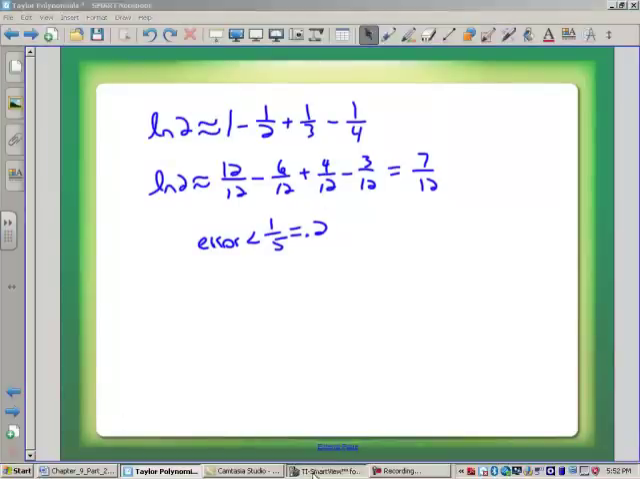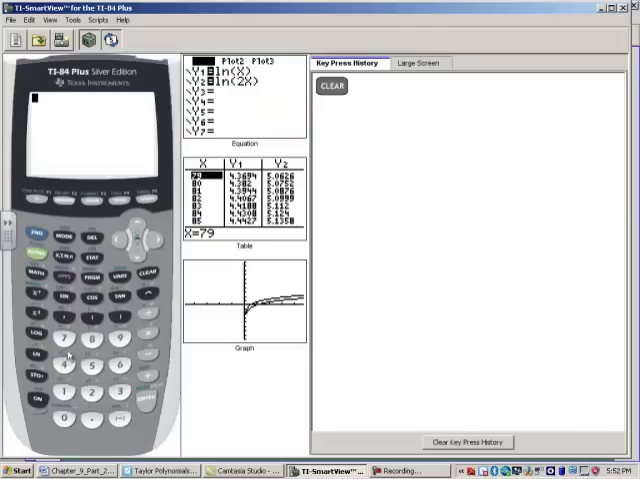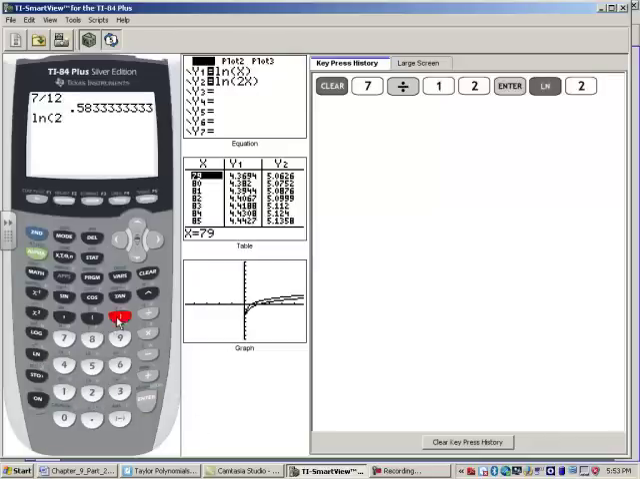I've got my calculator here. I'm going to ask my calculator what the decimal value for 7/12 is. 0.5833 repeating. Now let's ask the calculator what the natural log of 2 is. 0.693. Now our error was 1/5, and 1/5 is 0.2, so I was at the most 0.2 away, and if you were to add 0.2 to this, you'd get 0.78.